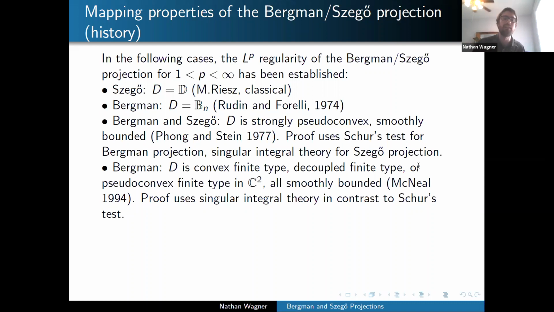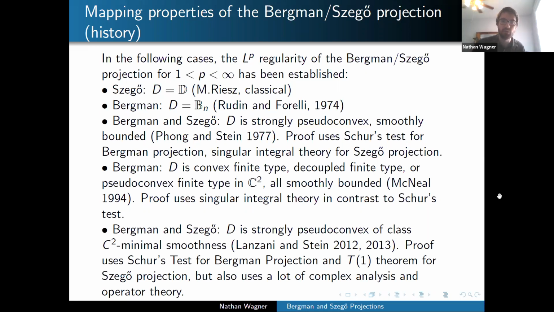And so it was done in the case where D is what's called convex finite type, decoupled finite type, and pseudoconvex finite type in C^2. And all these were smoothly bounded. And that was done by Jeff McNeal in 1994. And what's interesting about his proof is that it actually uses singular integral theory, which we'll talk about later, and views the Bergman projection as a Calderón-Zygmund singular integral operator, in contrast to Schur's test.